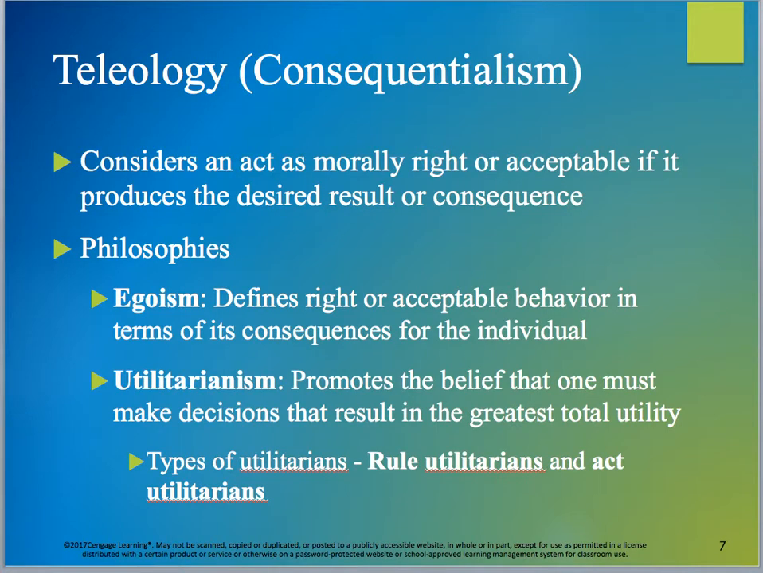When we look at consequentialism, it considers an act as morally right or acceptable if it produces the desired result or consequence. So if it does not, then the idea is that it's not morally right or acceptable. There's some philosophies tied to this, such as egoism, which defines right or acceptable behavior in terms of its consequence for the individual, not for a group, but for an individual.